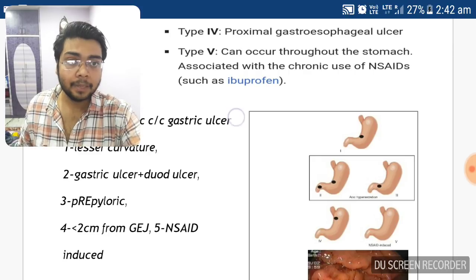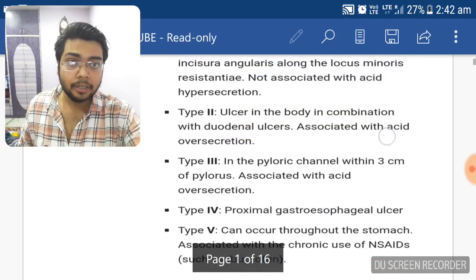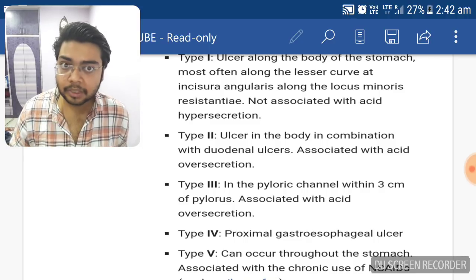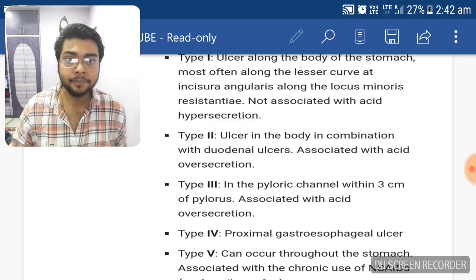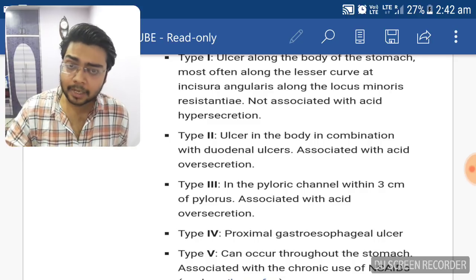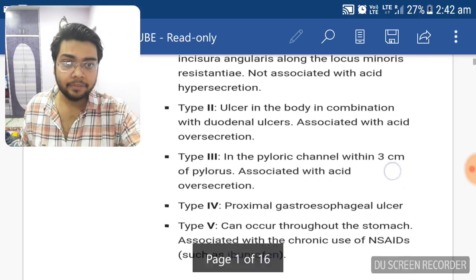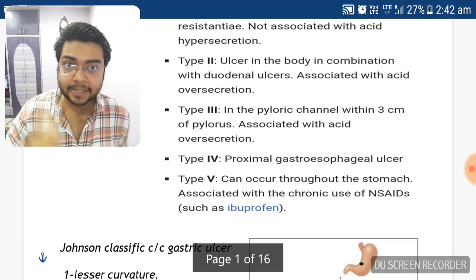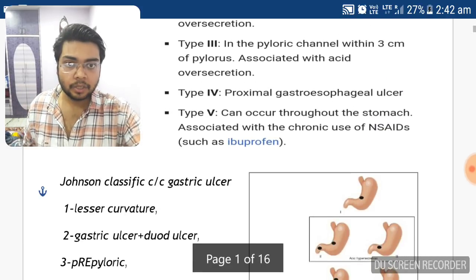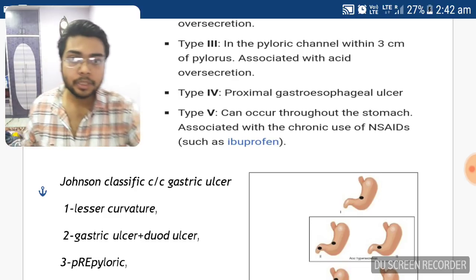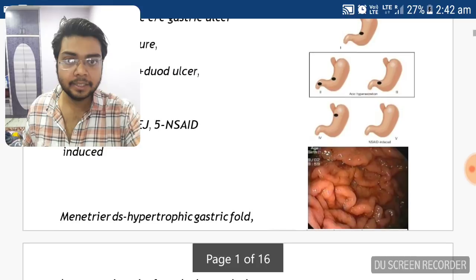Among them, type 1 is not associated with acid hypersecretion, while types 2 and 3 are both associated with acid hypersecretion, and type 5 is associated with NSAID intake. So this Johnson's classification is important. They can give you a figure and ask you which type of gastric ulcer this is.